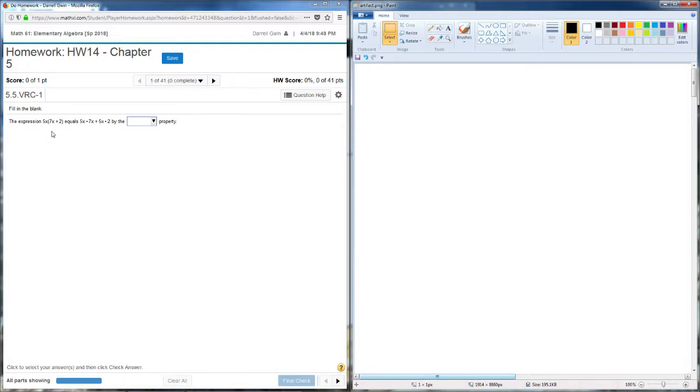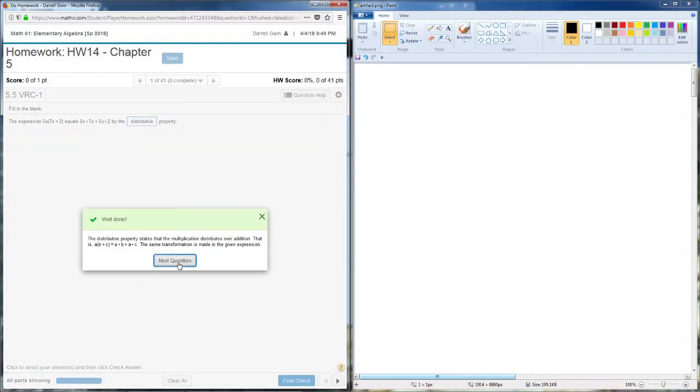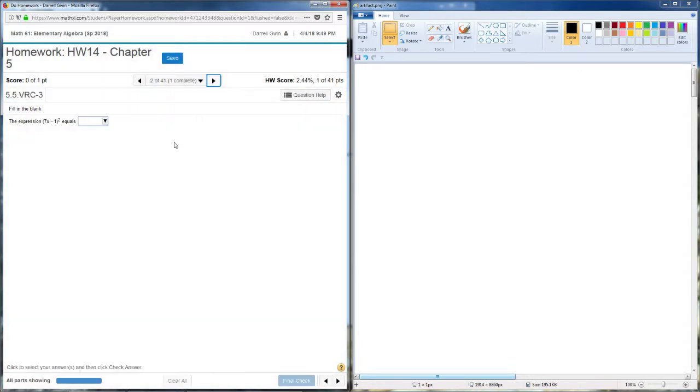The expression 5x times 7x plus 2 equals 5x times 7x plus 5x times 2 by the distribution property. Next, the expression 7x minus 2 minus 1 squared equals, well, it's the base times base, which is the same thing times the same thing, which is this one. Pretty easy.